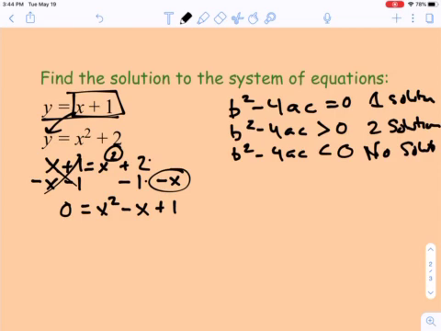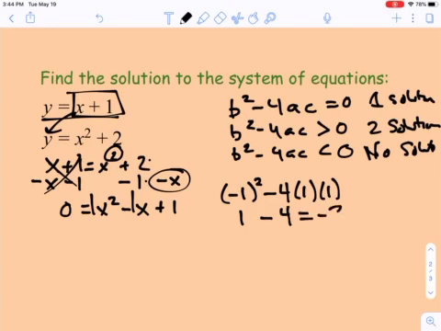All right. So in this one, you have a coefficient of 1 here and a coefficient of 1 here. So all your coefficients are basically 1 or negative 1. So b squared is going to be negative 1 squared minus 4 times a is 1 and c is 1. Right? And then negative 1 squared is just 1, and 4 times 1 times 1 is 4. And you have 1 minus 4, which gives you negative 3. Aren't you glad we checked this first?